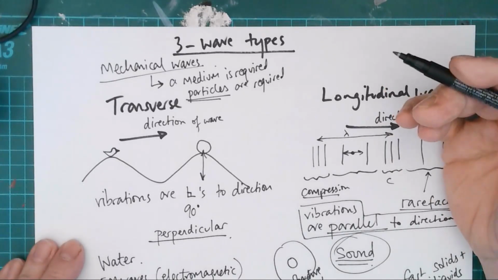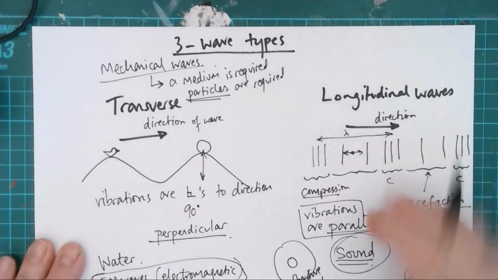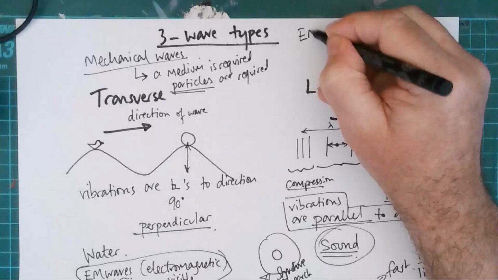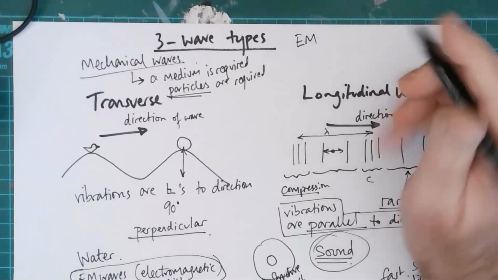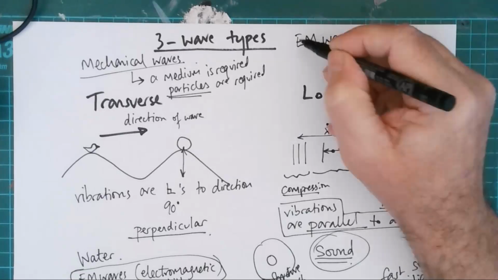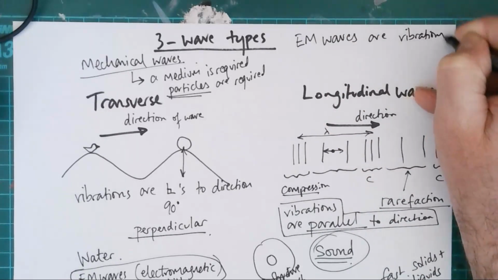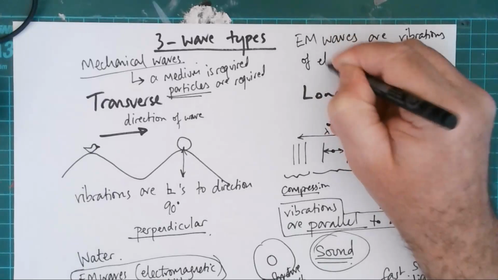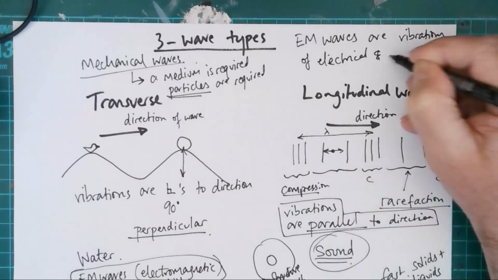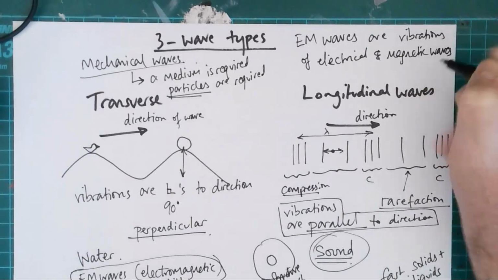Well, actually, electromagnetic waves get their name from the fact that they are vibrations of electrical and magnetic fields. Okay, electromagnetic waves are vibrations of electrical and magnetic fields. They do not need particles.